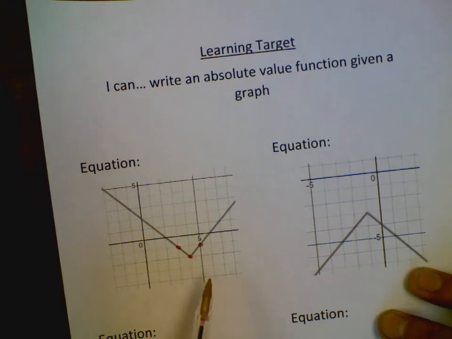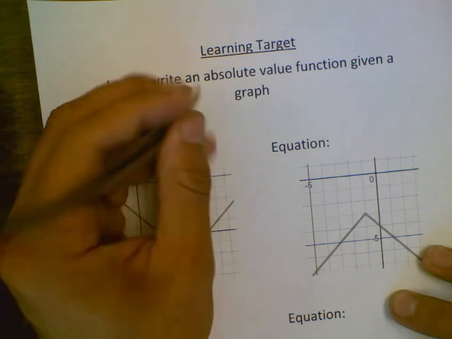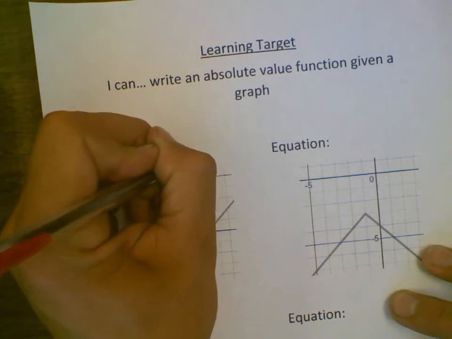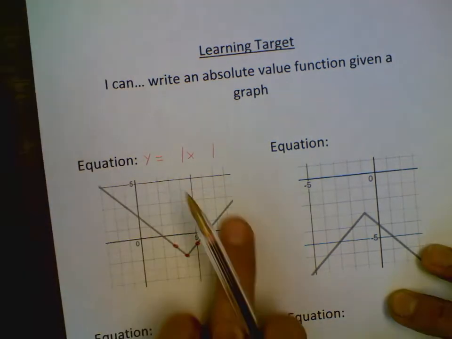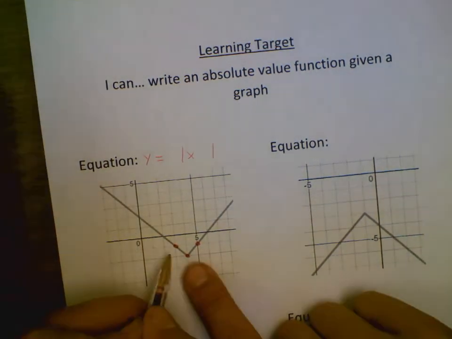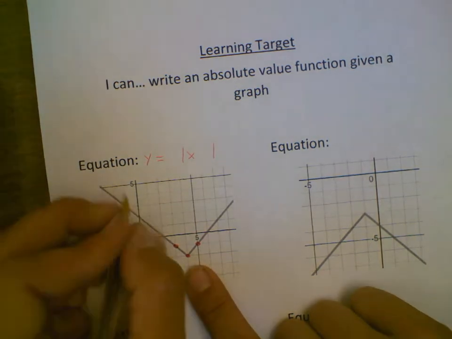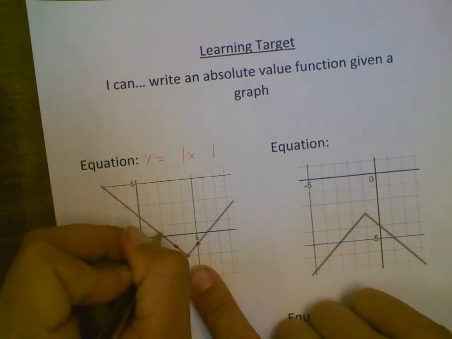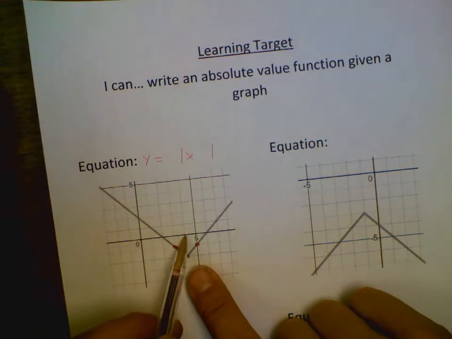Okay, now when I do this, I'm going to write y equals, and I'm going to put an absolute value bar. And I'm going to try and fill in the different transformations that I see. So I look to see how this vertex point has been shifted from the origin. Well, I notice it's been shifted over 1, 2, 3, 4, right? We've been moved right 4 and down 1, 2.